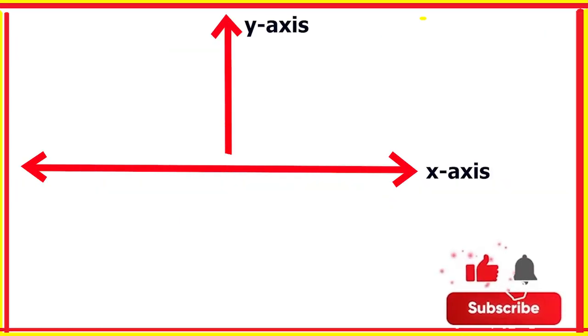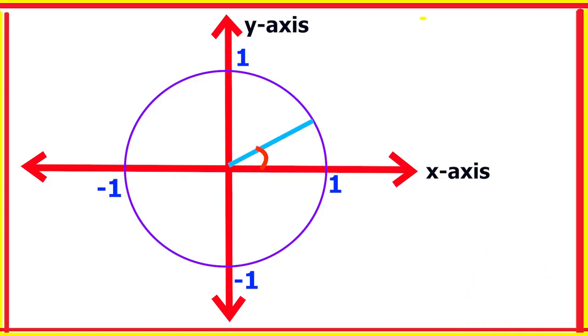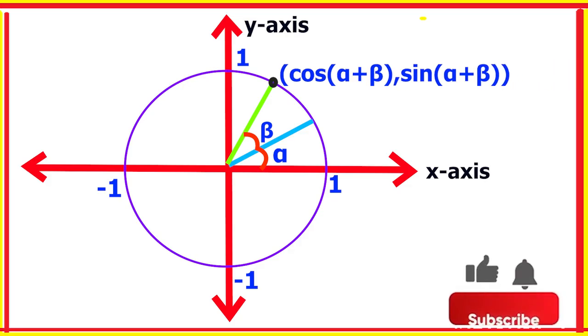So, let's consider the coordinate system and a unit circle. We have angle alpha with the positive x-axis, and angle beta with the initial side being the terminal side of alpha, and the green line is the terminal side of beta. From the definition of trigonometric functions over a unit circle, this point is cos alpha plus beta, comma sine alpha plus beta.